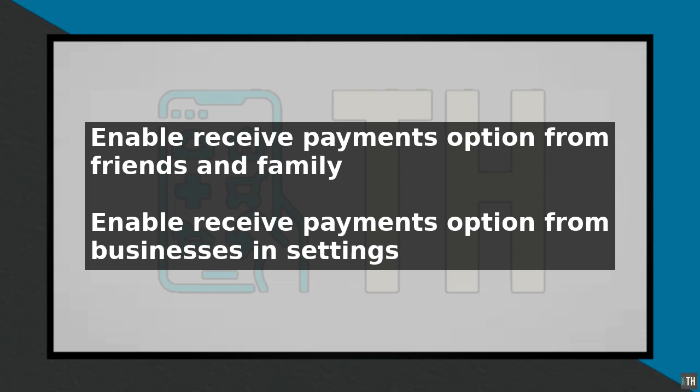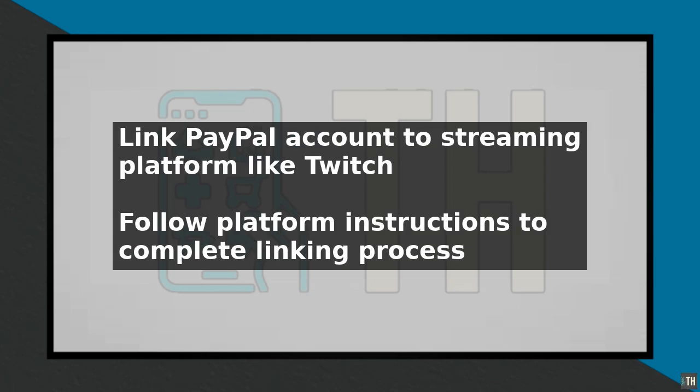Another common issue that can prevent you from receiving donations is the country or region restrictions on your PayPal account. If your account is restricted in certain countries, you may not be able to receive donations from viewers in those countries. To check if your account has any country or region restrictions, log into your PayPal account, go to the Settings menu, and click on Account Restrictions.